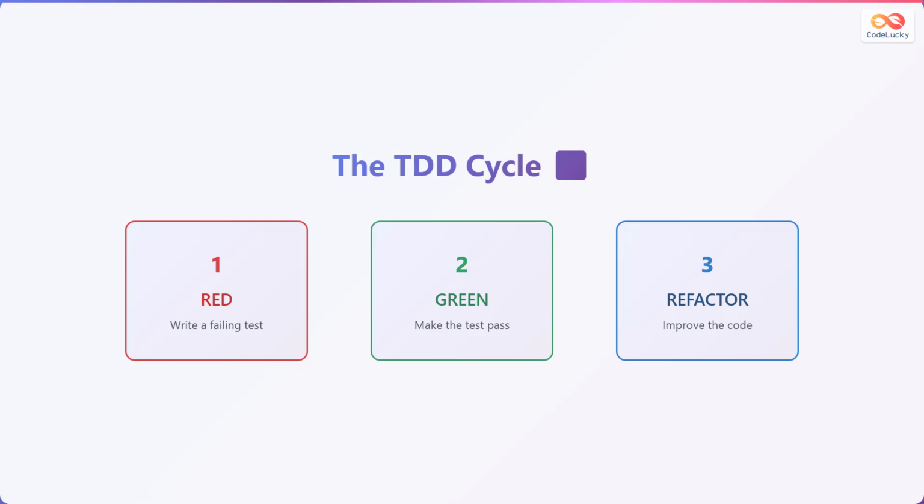The test-driven development cycle consists of three main stages. The first stage is red, where you write a failing test. The second stage is green, where you write just enough code to make the test pass. The third stage is refactor, where you improve the code structure and design without changing its behavior.